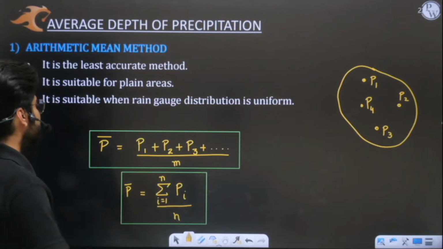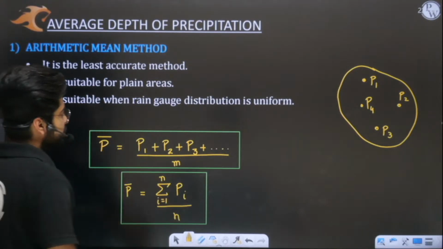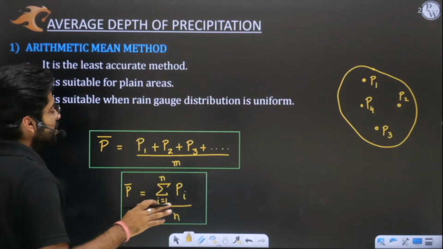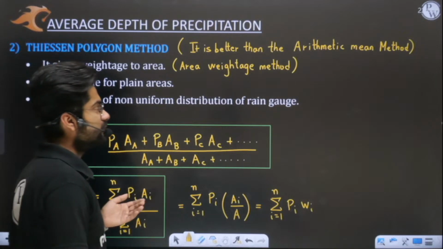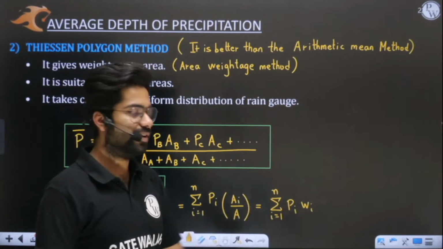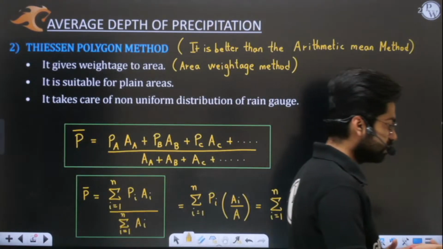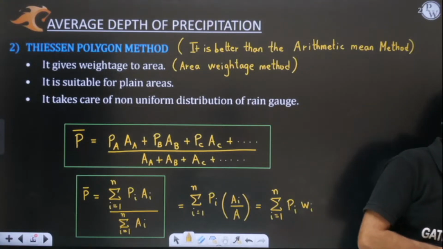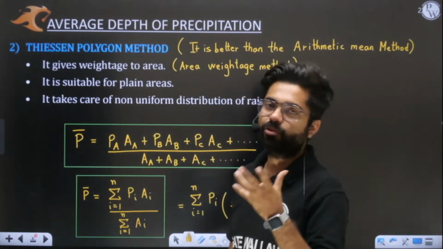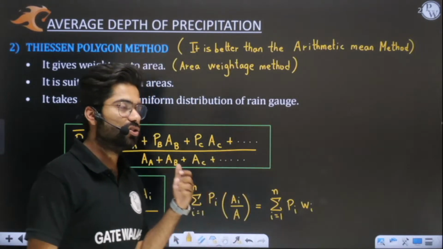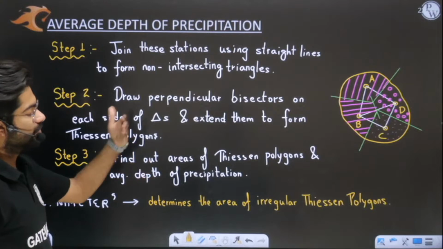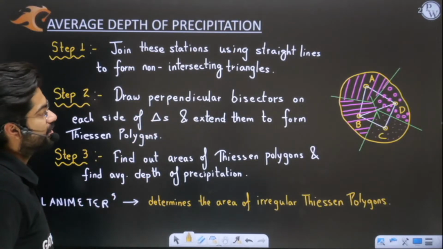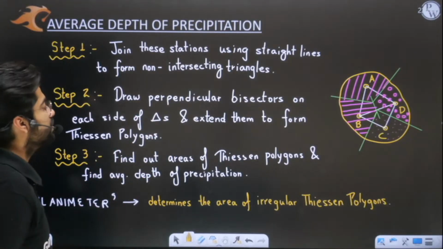I hope you all remember it. The first one was your arithmetic mean method, which was the least accurate, least reliable, and this was the basic formula. Then Thyssen polygon was there, which was better, also known as area weightage method. In the Thyssen polygon method, we have to join the stations using straight lines. And then perpendicular bisectors have to be drawn, which will be extended in order to form the Thyssen polygons.